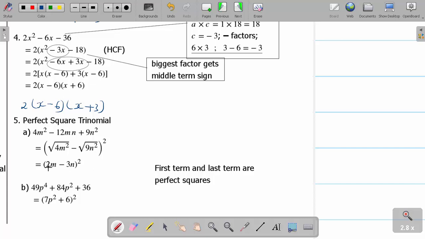Okay, so if you expand, if you take the first term squared, remember that 2m squared gives us 4m squared, then multiply the first and second term, then double. So 2m times negative 3n gives us negative 6mn, double negative 6mn gives us minus 12mn, then plus last term squared gives us 9n squared. So this is our answer here. The same thing happens with the plus here. This time we have 49p to the power 4 plus 84p squared plus 36. It came from (7p squared plus 6) squared.